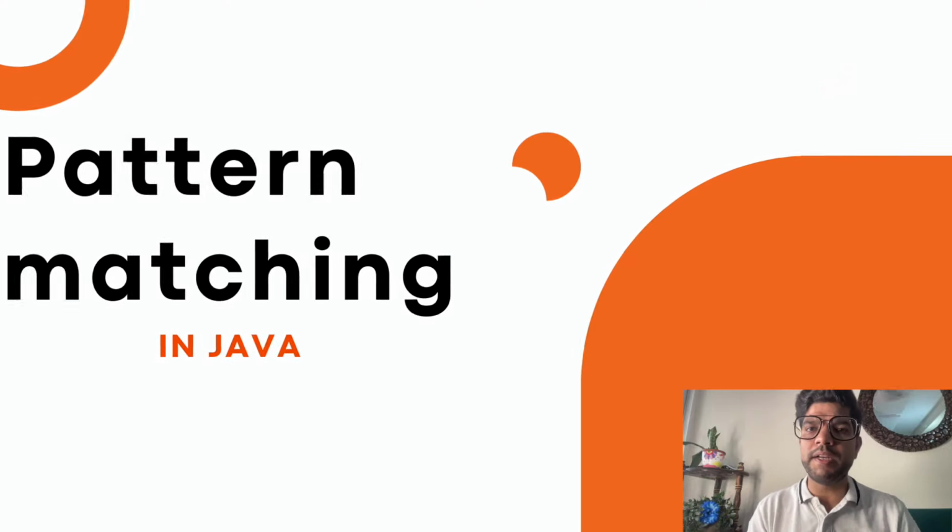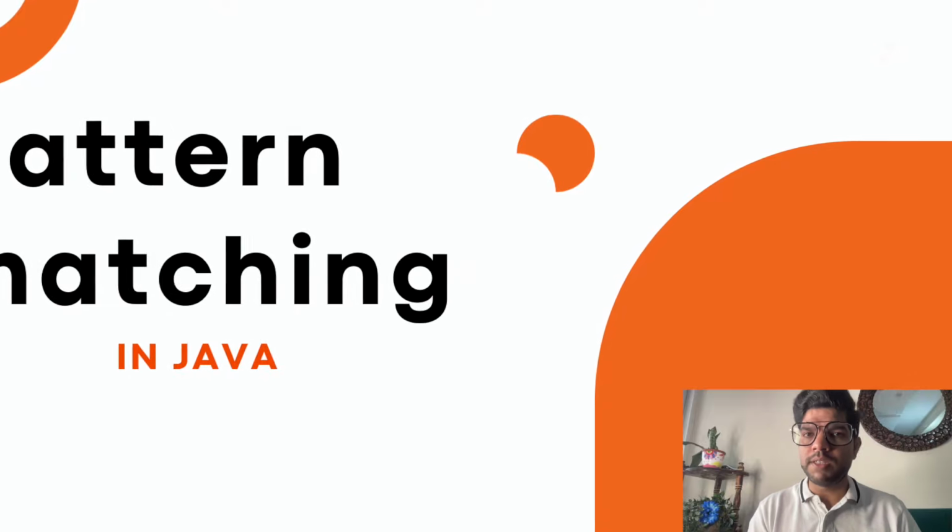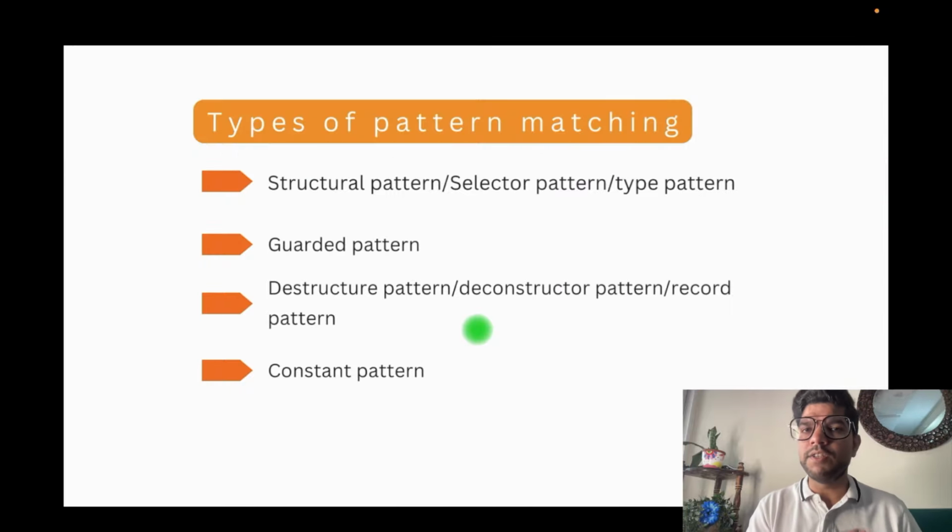We have different kinds of pattern matching available in Java. For example, we have the structural pattern matching, which is also called the selector pattern matching or the type pattern matching. Here we match a certain value against different types. Traditionally, when we work with Java, if we have a certain value and we need to check what its type is, then we check with the instanceof operator, right? And then we check if this thing is an instance of a certain type, then do this. If it is an instance of something else, then do another thing. So all of those things are done with the help of instanceof.